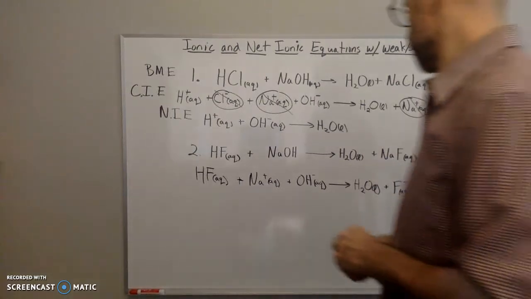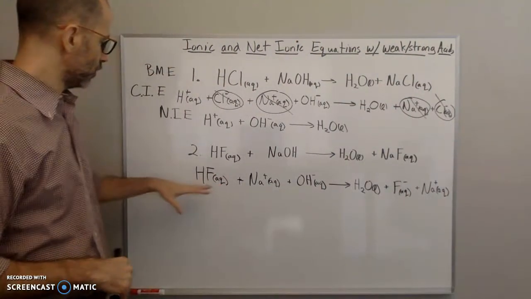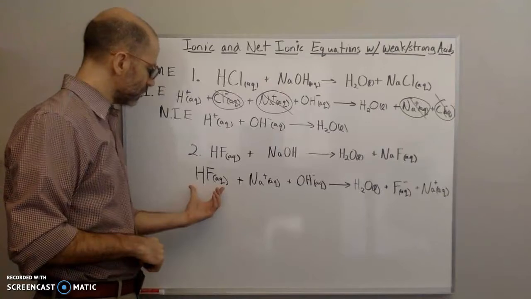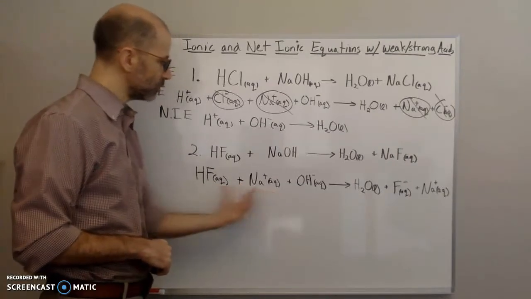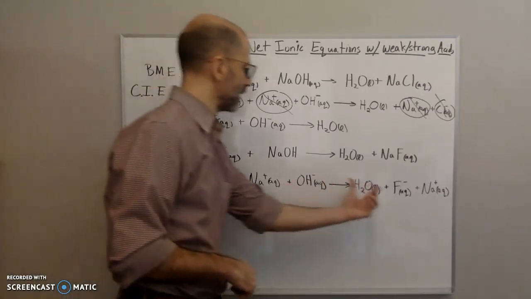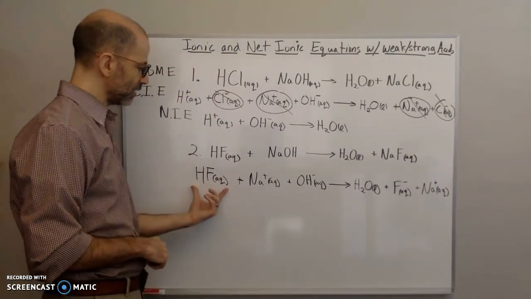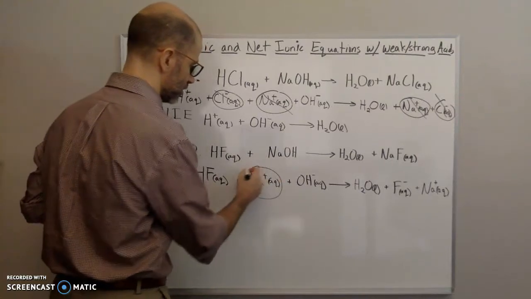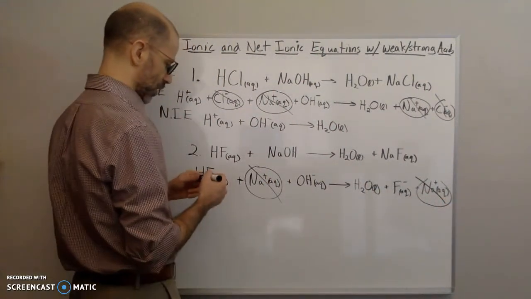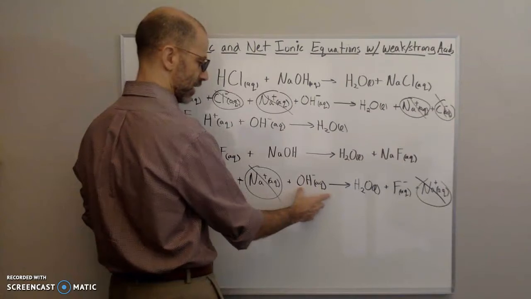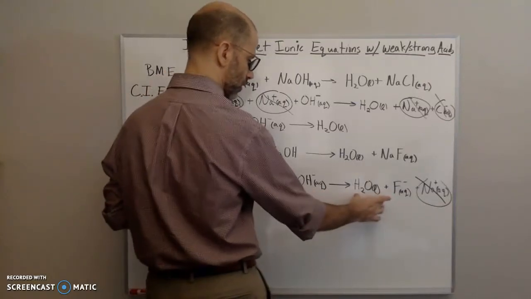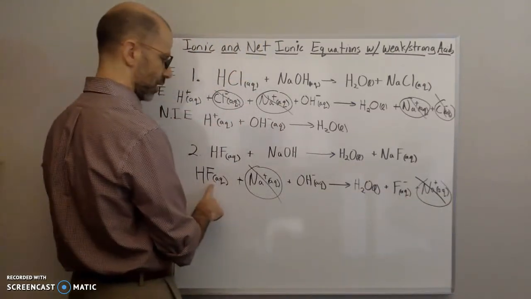Okay, so where do we go from here? The spectator ions are the ions that stay the same on both sides, right? So this doesn't really change, right? We don't have HF aqueous on this side, so we're going to keep that. We have sodium on both sides. This sodium aqueous and sodium aqueous, we have it on both sides, so we can get rid of that. That's going to be a spectator ion. The hydroxide ion is going to combine with hydrogen to form that, so that's going to be part of the reaction. So we're going to keep that, keep the water, and the fluoride ion is changing here.